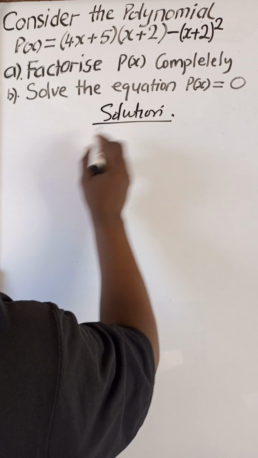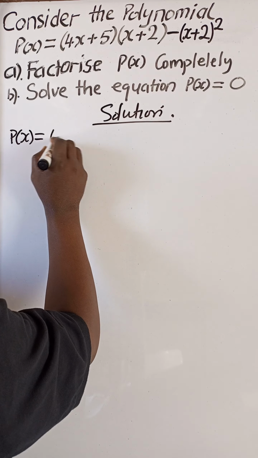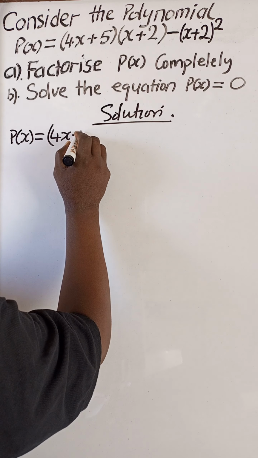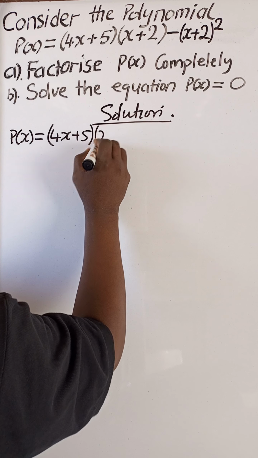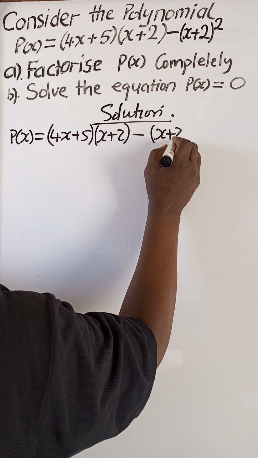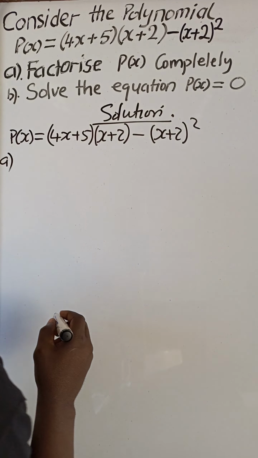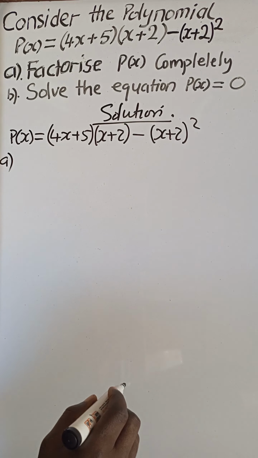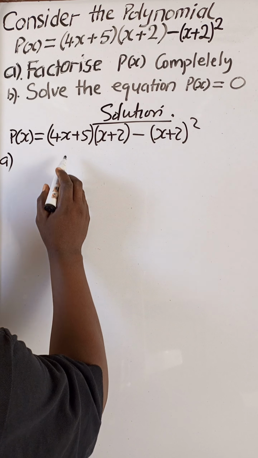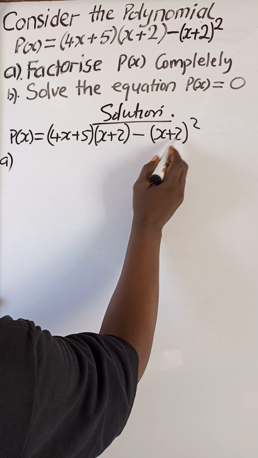Solution. We are given the polynomial p of x to be (4x + 5)(x + 2) minus (x + 2) all of that squared. And the first part says we should factorize p of x completely. Okay, so if we look at it, you see this is a linear factor, and a linear factor squared.